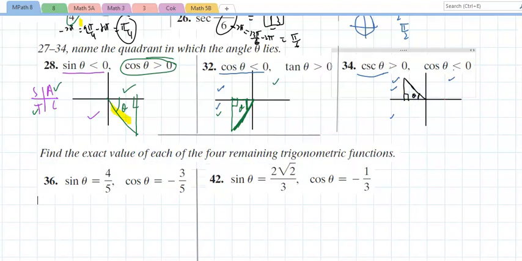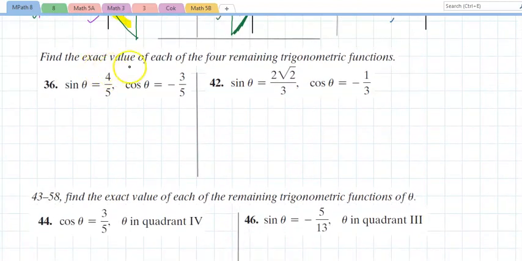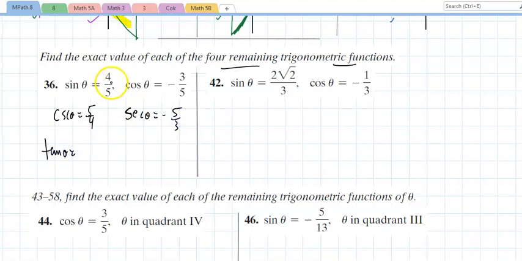And now we come to the actual work. Now, here I have a couple of options. Find the exact value of the remaining 4 trigonometric functions. Well, hey, look at that. Cosecant of theta is the reciprocal. I don't need to do much. And secant of theta is negative 5 over 3. Not only that, I could say that tan of theta is the sine of theta over the cosine of theta, which is negative 4/3, which means the cotan of theta is negative 3/4. No big deal, really. I could just use that.